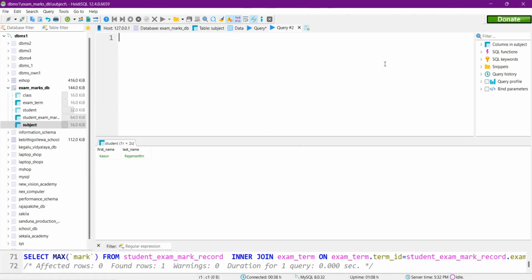You can see here I have opened HeidiSQL database software for this question set. This is how it looks, and we are going to write the query for the first question.